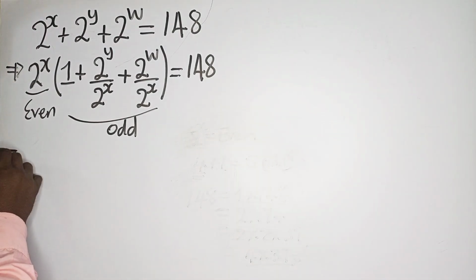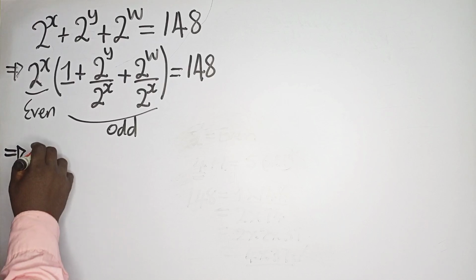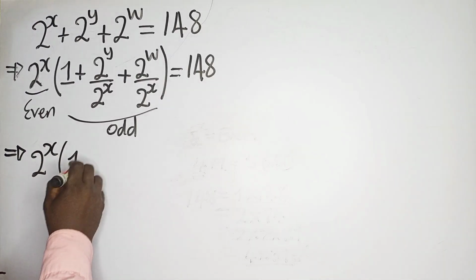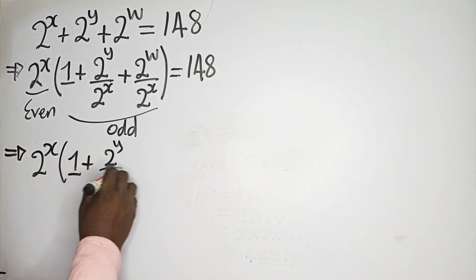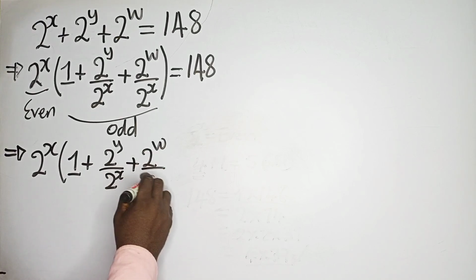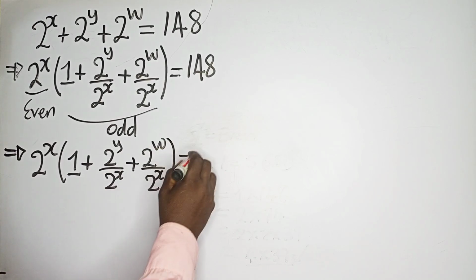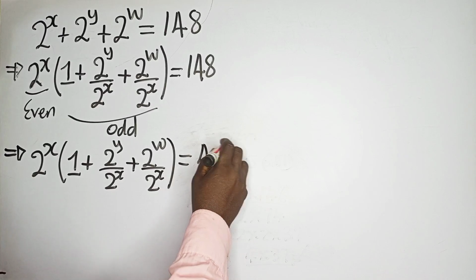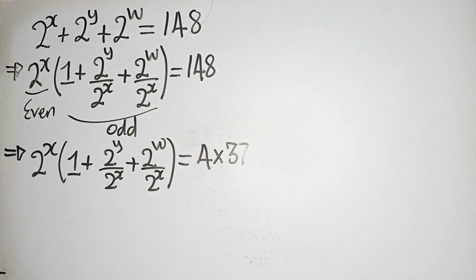All right, so our expression now gives us 2 to the x into (1 plus 2 to the y all over 2 to the x plus 2 to the w all over 2 to the x). All of that is equal to 4 times 37. All right, so we have this match.